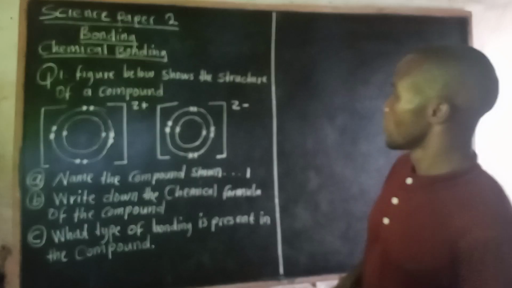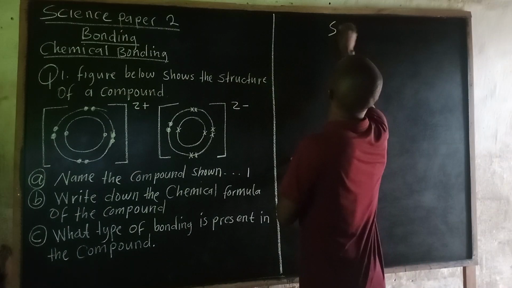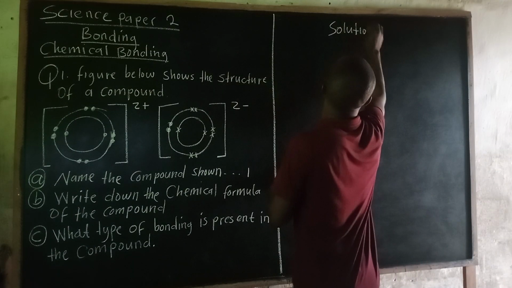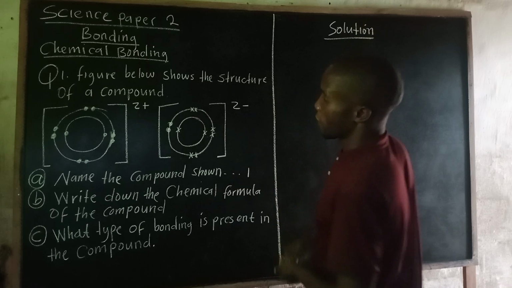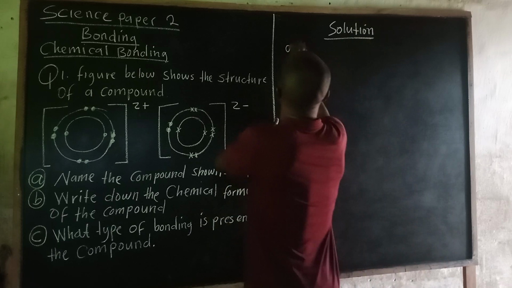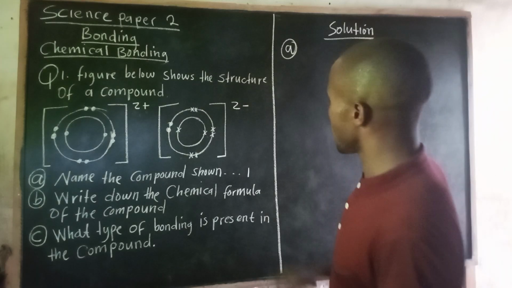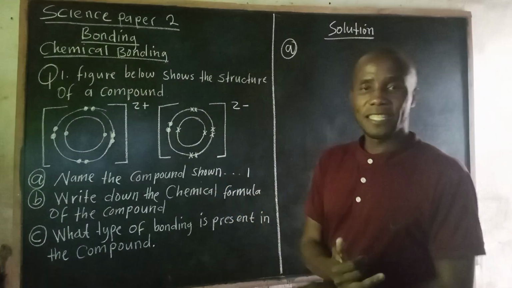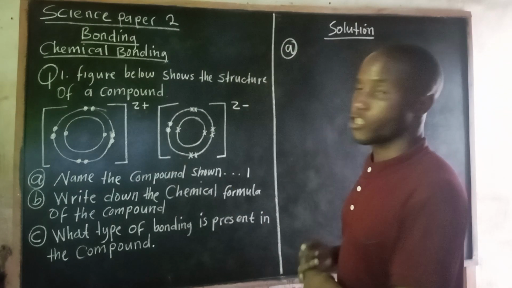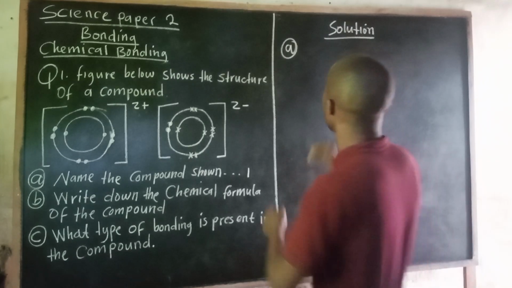Very, very easy. So now, solution. Question A, the answer is magnesium oxide. This is magnesium oxide. When magnesium reacts with oxygen, you are going to have magnesium oxide.